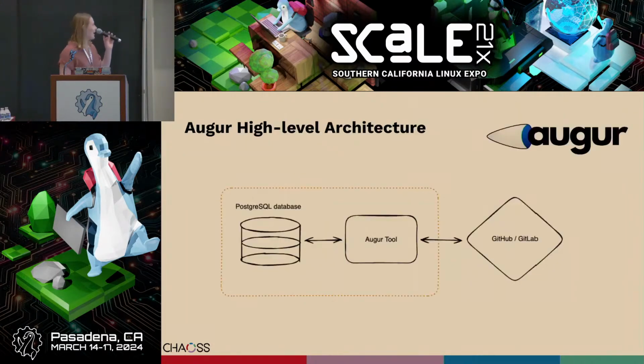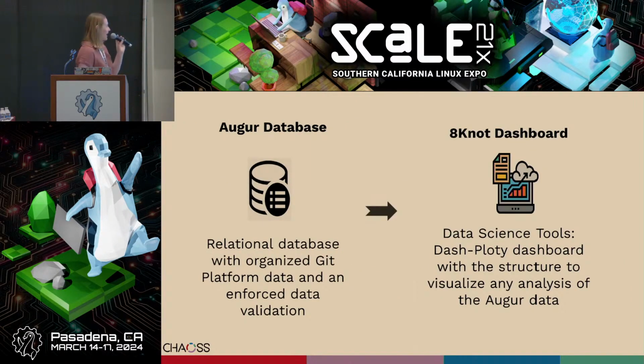If we look at the high level architecture for Augur, the Postgres database is what I touch whenever I'm making my visualizations. The Augur tool is the one that communicates with GitHub's API and does direct pulls, just doing a git clone to get a lot of this information. They clean it, structure it, and put it in that Postgres database. And from there, we have our 8Knot dashboard. So we take this structured Augur database, a relational database with the Git platform data and enforced data validation, so all of those things I can know to be true.